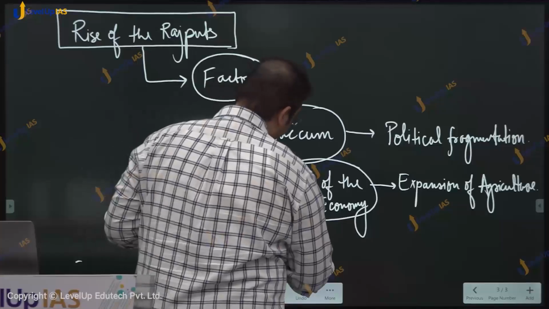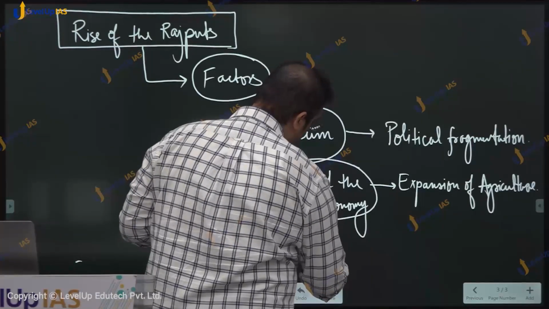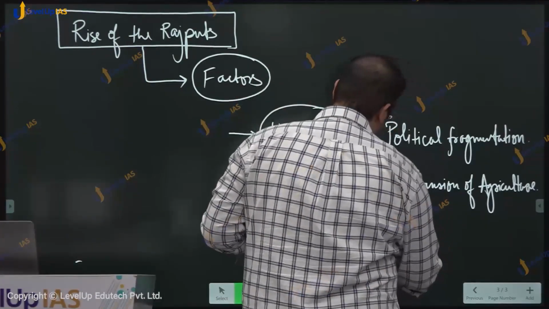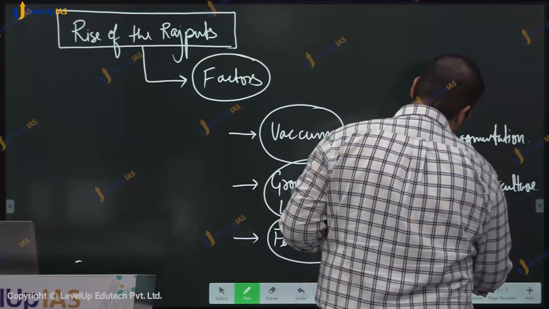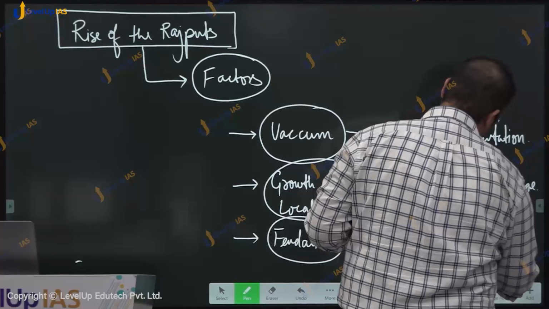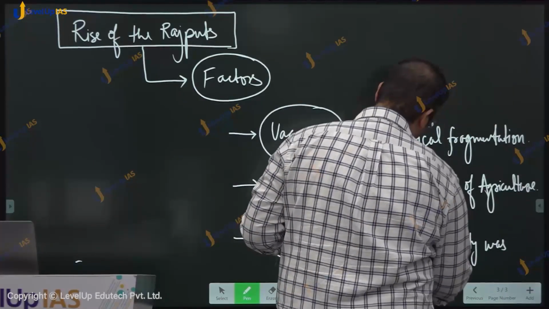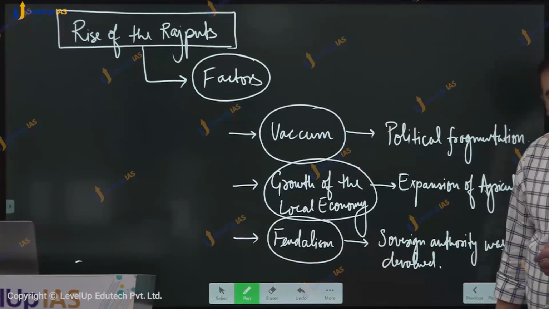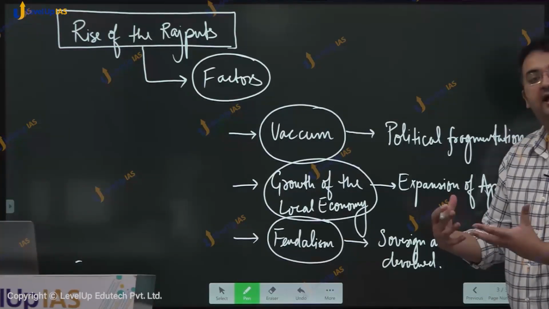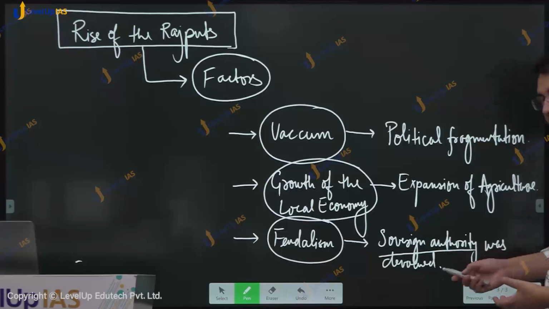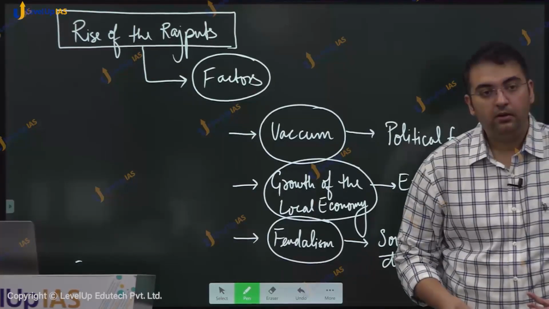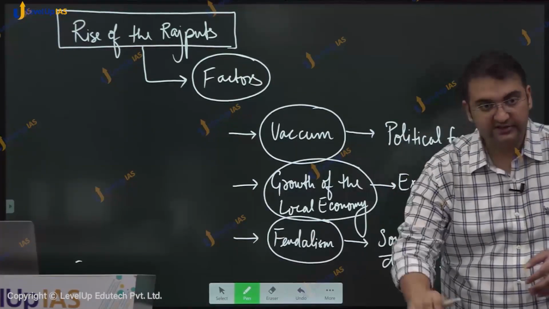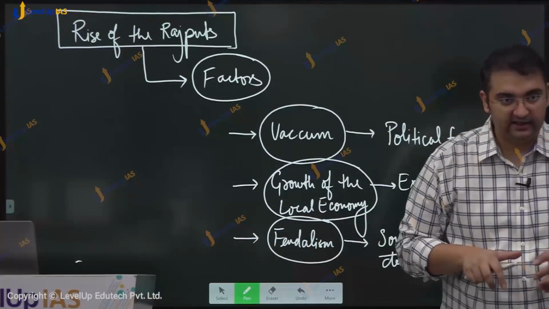So with the growth of feudalism, some of the sovereign authority was devolved to the local elites, right? And thus they were able to expand their power base by using this sovereign authority, including the power to collect revenue, maintain an army, construct forts, administer justice, look after administration in their local areas. ठीक है?